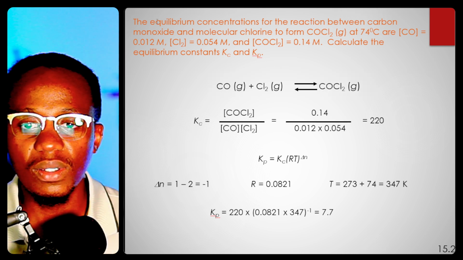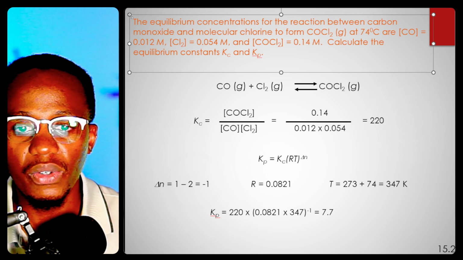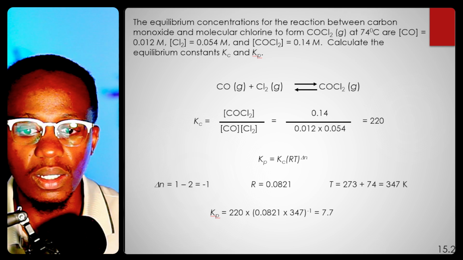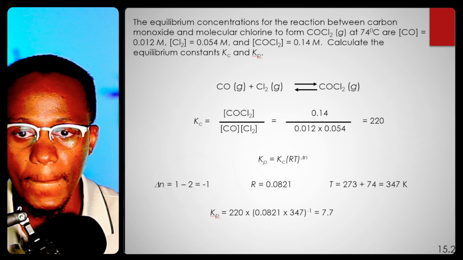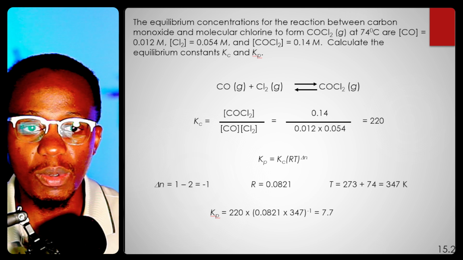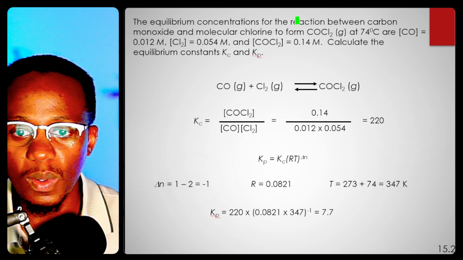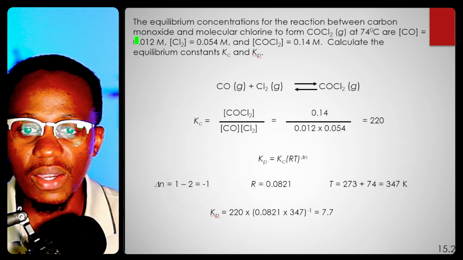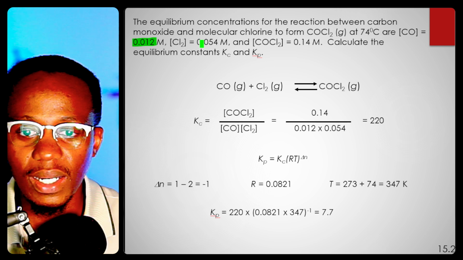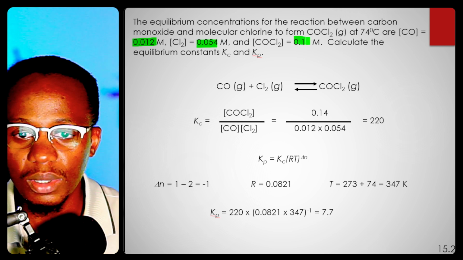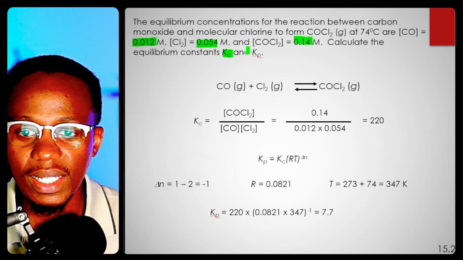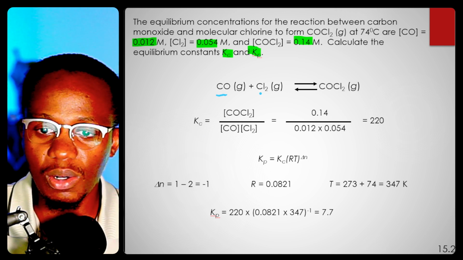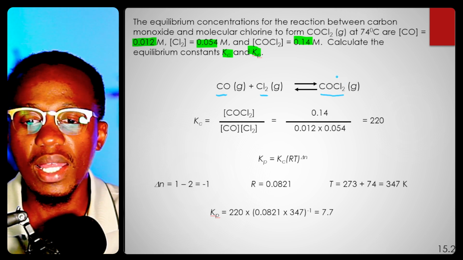So I can ask you like, hey, the equilibrium concentration for the reaction between carbon monoxide and molecular chlorine to form COCl2 at the given temperature. So they gave you the concentrations for your reaction, right? And then calculate Kc and Kp, right? I like this one. Very straightforward, right? So the reaction is CO plus Cl2 is equal to COCl2, and then calculate Kc.